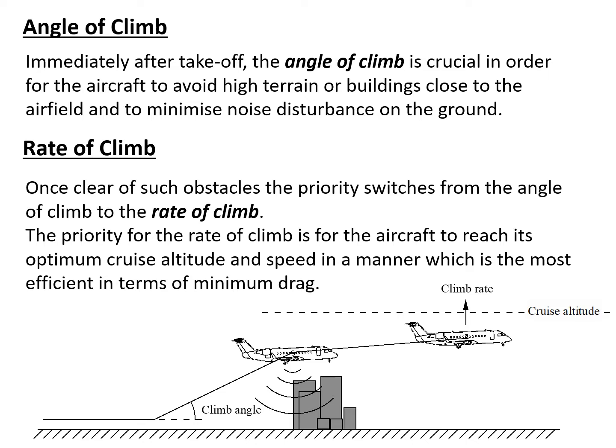Once the tall buildings or hills are cleared, the priority switches from the angle of climb to the rate of climb. The priority for the rate of climb is for the aircraft to reach its optimum cruise altitude and speed in a manner which is most efficient in terms of minimum drag.